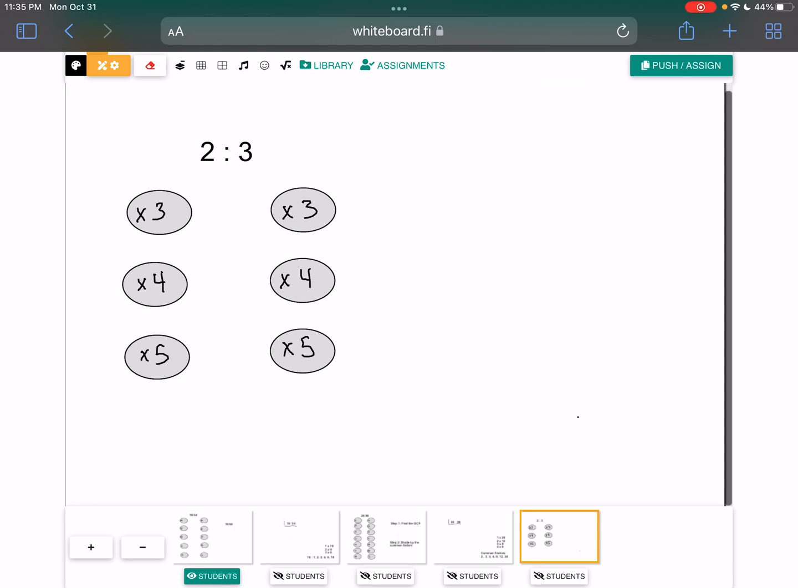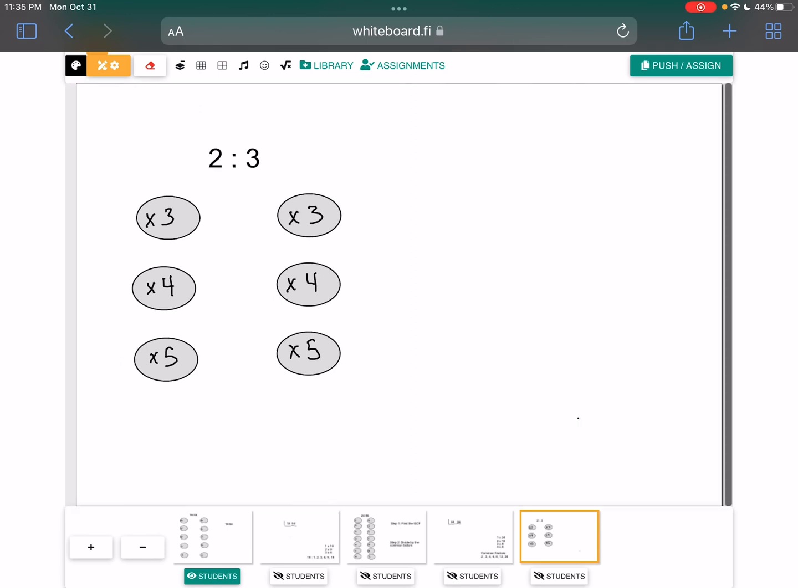Now we're talking about what are the equivalent ratios that we can find when we multiply the terms by 3, by 4, or by 5. The way this works is that you simply multiply each term by the factor you choose, and that will give you a new equivalent ratio. So 2 times 3 is 6, and 3 times 3 is 9. So 2 to 3 is equivalent to 6 to 9.